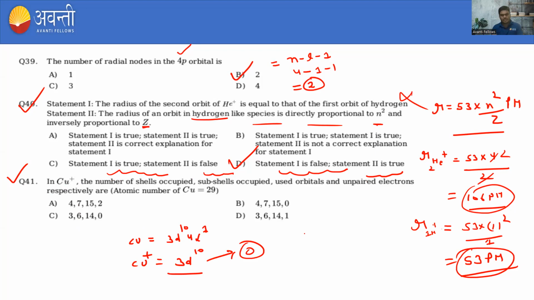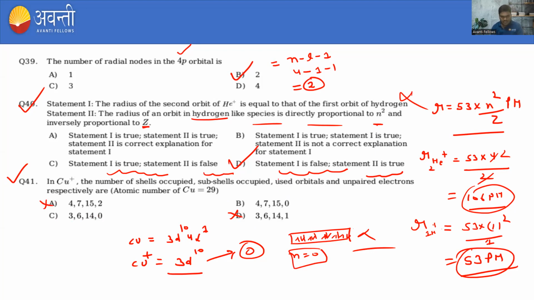So no unpaired electron is present because we all know that the d subshell has 5 orbitals, and all 10 electrons are paired. So the number of unpaired electrons is equal to 0. So either option C or option B is correct. Eliminate option D and option A. Now the second is used orbital.